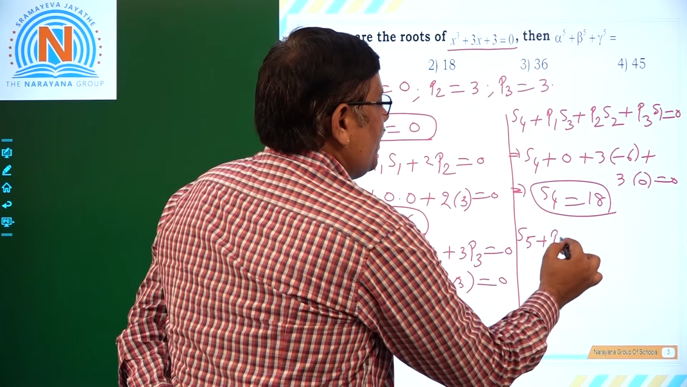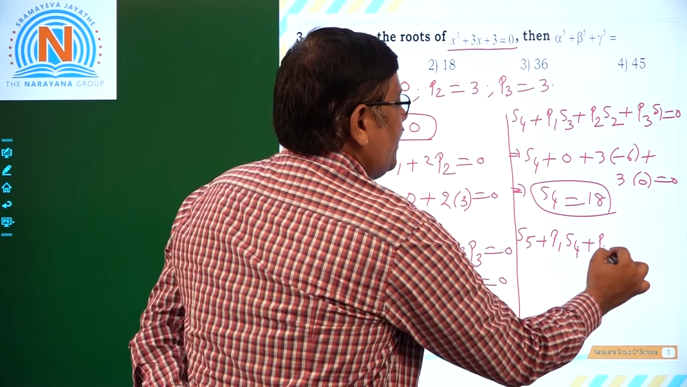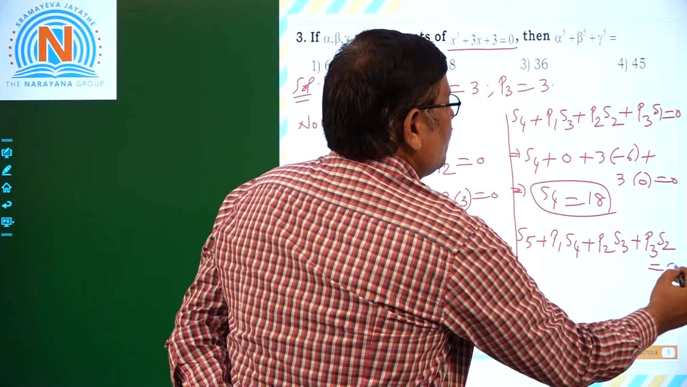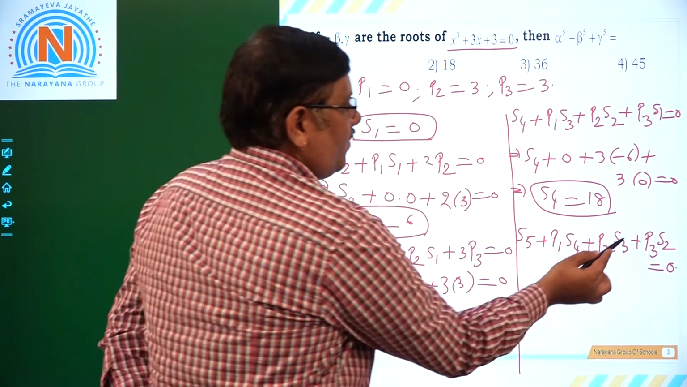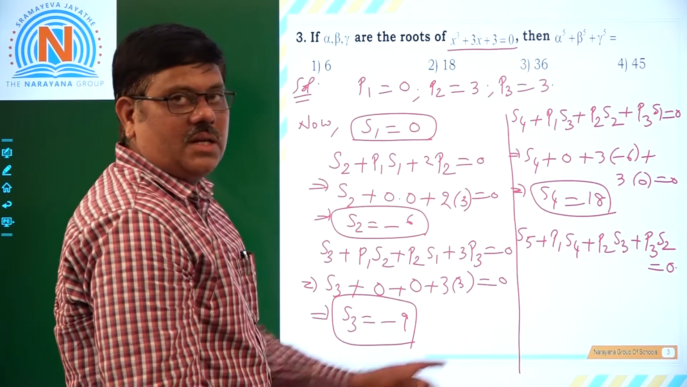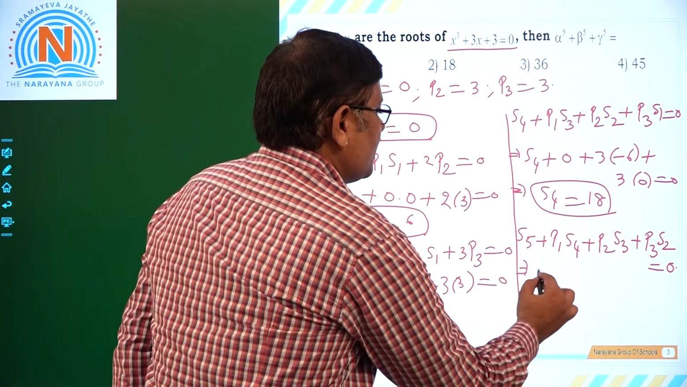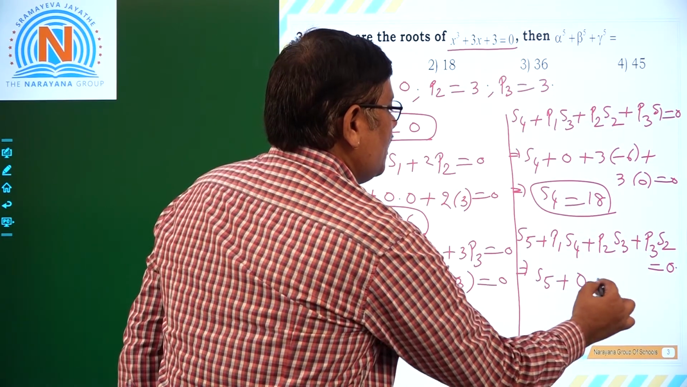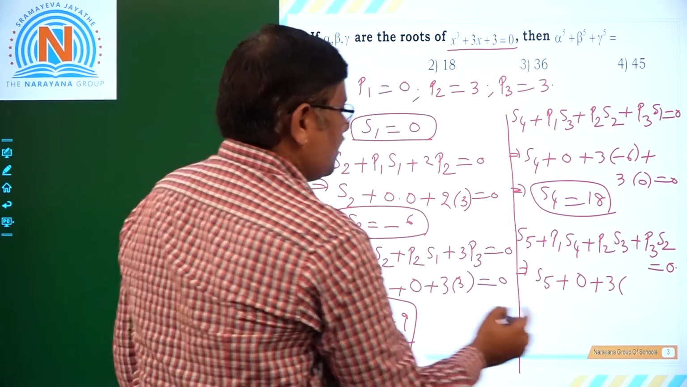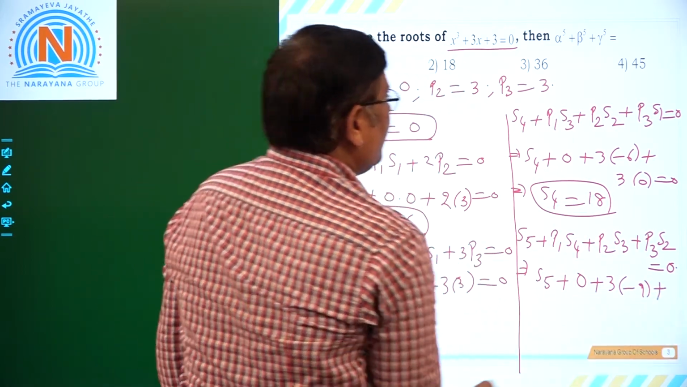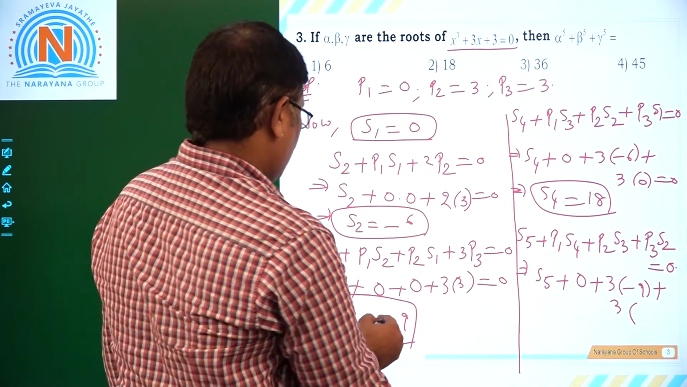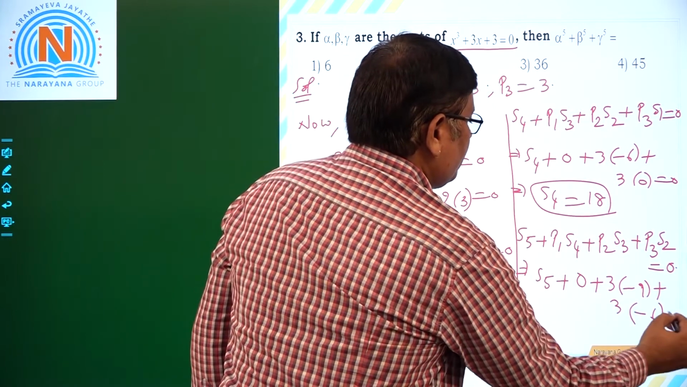S5 plus P1 into S4 plus P2 into S3 plus P3 into S2, that is equal to 0. Okay, so here we have R minus N. R is 5, N is 3, so R minus N, that is the last term. That implies S5 plus P1 is 0, plus P2. P2 is how much you have? 3 you have. 3 into S3. What is S3 for us? Minus 9, plus P3. What is P3 for us? 3 into. Okay. What is S2 for us? S2 is minus 6. That is 0.